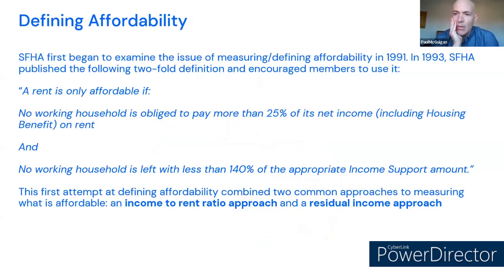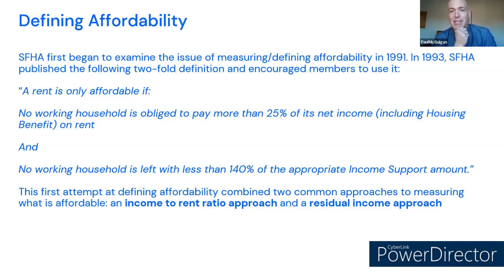we have spent some time in the previous 3 decades defining affordability. So the SFHA first began to define affordability back in 1991, and as you can see, it published a twofold definition, which looked at a rent as being only affordable if no working household is obliged to pay more than 25% of its net income, including housing benefit on rent, and also no working household is left with less than 140% of the appropriate amount of income support. So this was the very first attempt at defining affordability, and it combined a two-pronged approach. So it looked at the income to rent ratio approach and also a residual income approach.